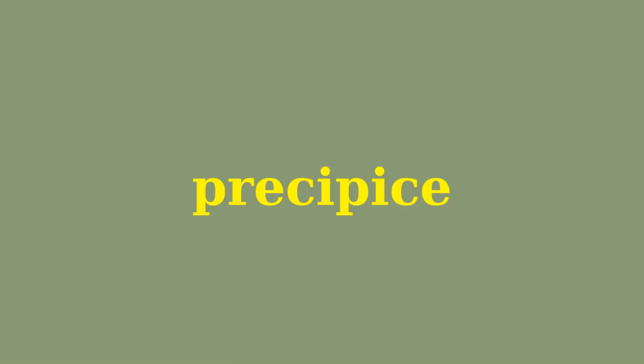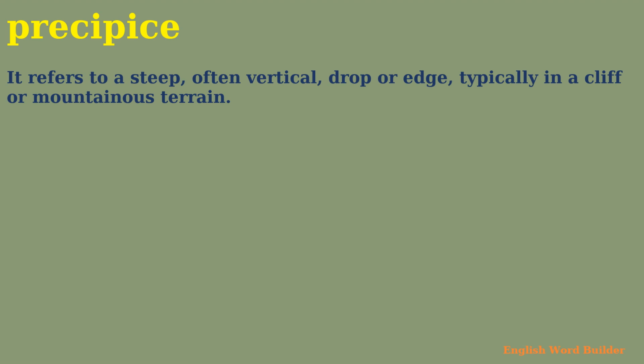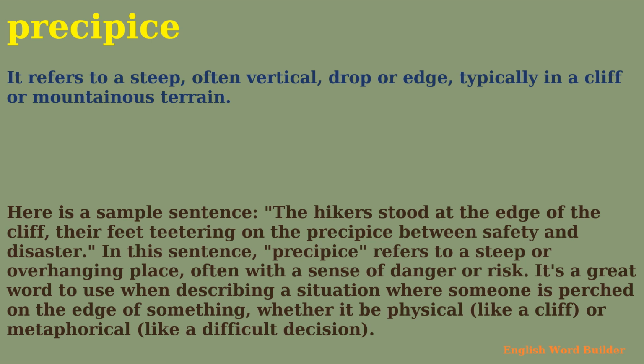Precipice. It refers to a steep, often vertical drop or edge, typically in a cliff or mountainous terrain. Here's a sample sentence. The hikers stood at the edge of the cliff, their feet teetering on the precipice between safety and disaster. In this sentence, precipice refers to a steep or overhanging place, often with a sense of danger or risk. It's a great word to use when describing a situation where someone is perched on the edge of something, whether it be physical, like a cliff, or metaphorical, like a difficult decision.